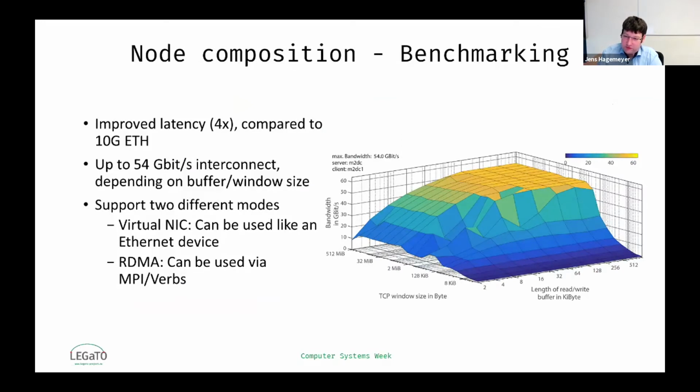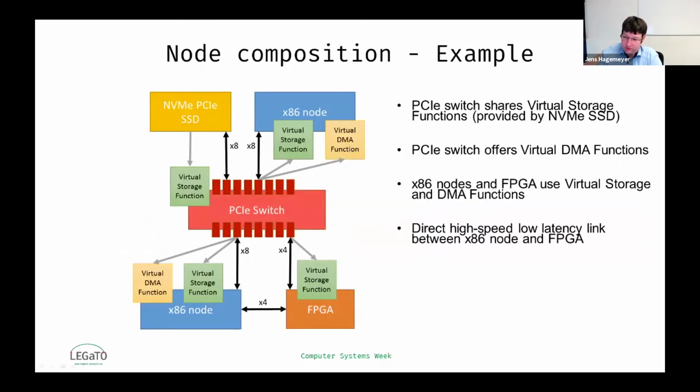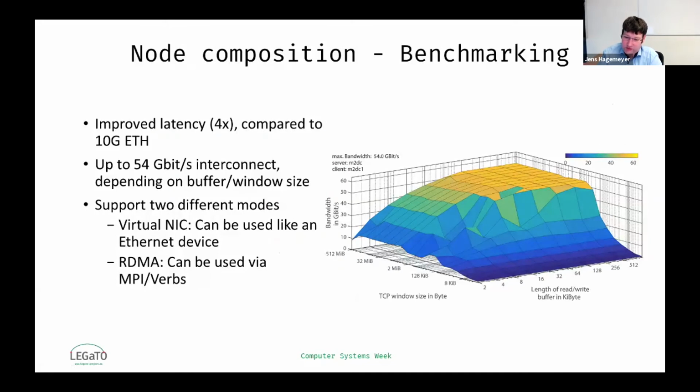This integrated communication infrastructure that I was talking about, these virtual DMA functions, can be used in two ways: either as a kind of virtual NIC, where you use it like socket-based Ethernet communication, or via RDMA, where you use it via MPI or via verbs. And for sure it's a lot faster than a classical 10G Ethernet connection. As you can see here, in a normal iPerf benchmark we are getting up to or more than 50 gigabits per second, which is quite okay for a PCI Gen 3 x8 link. And we are also very good on low latency compared to normal Ethernet. We are getting up to 6x improvement in latency, which is why we also call this the InfiniBand for the microserver.